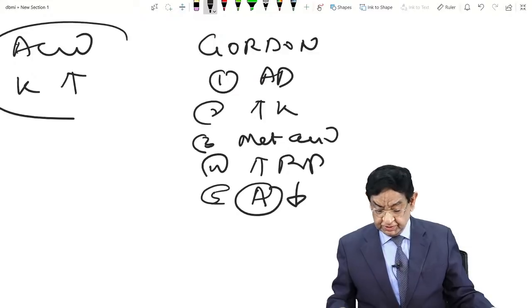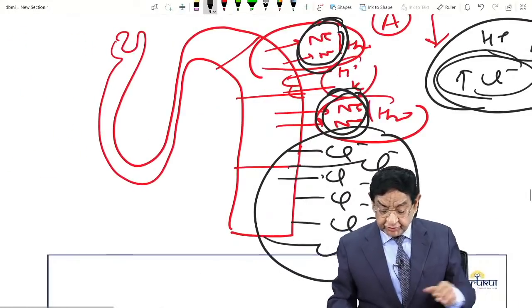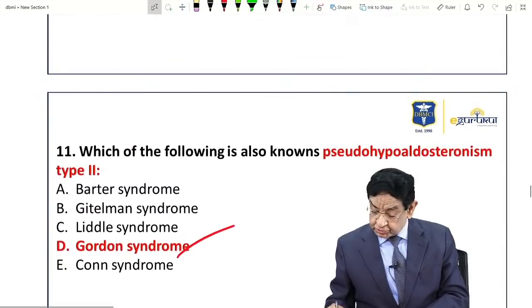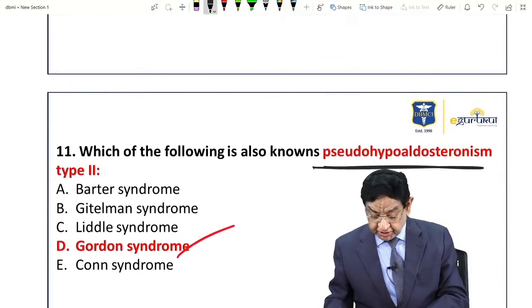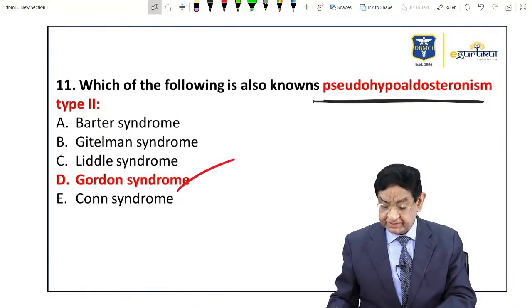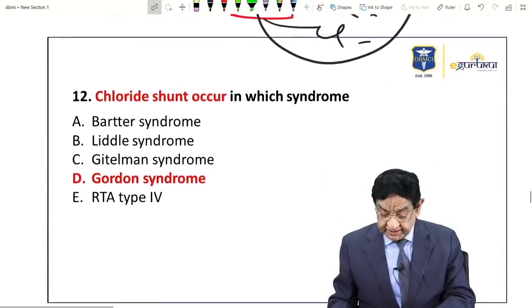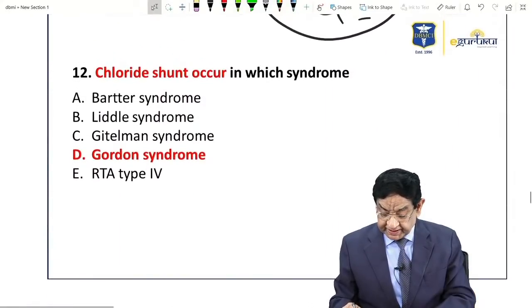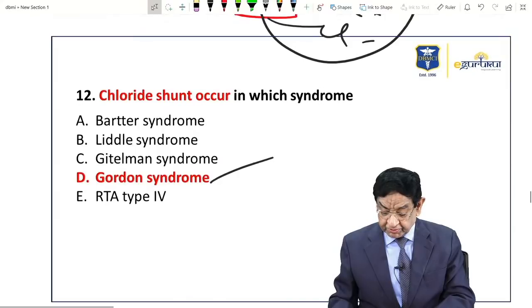Right? So friends, this is also known as pseudo-hypoaldosteronism, right? Aldosterone level is reduced, but still we are getting high BP, pseudo-hypo. And finally, the chloride shunt is operating in Gordon syndrome.